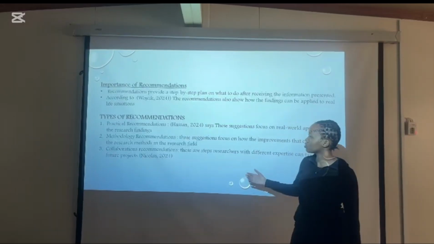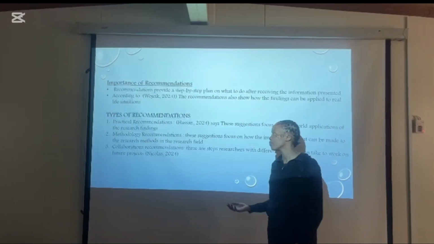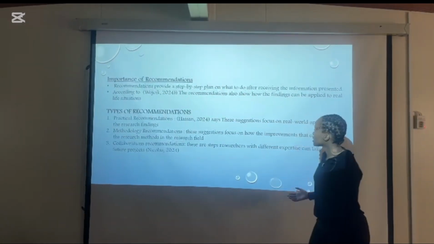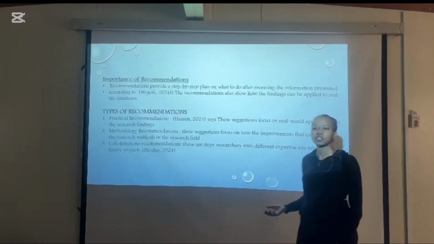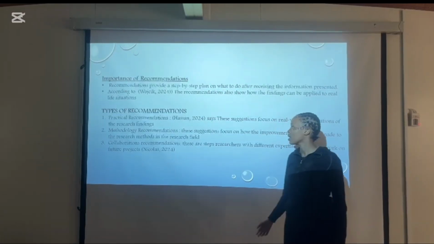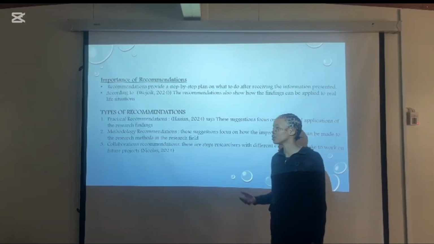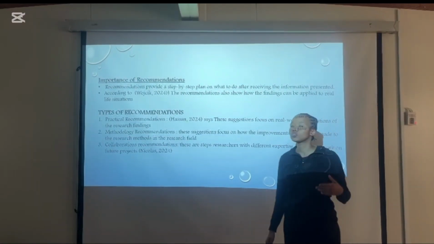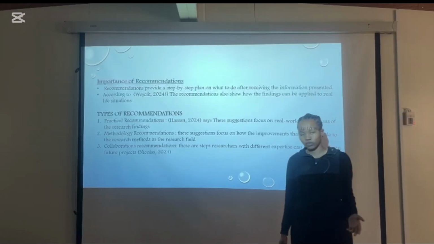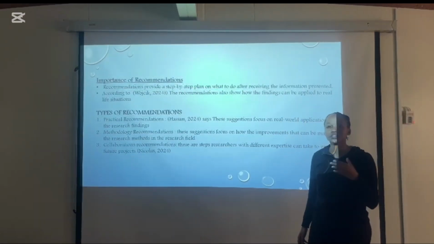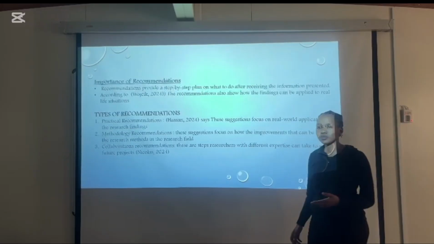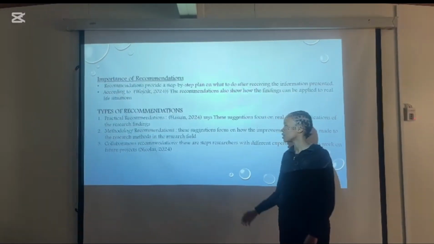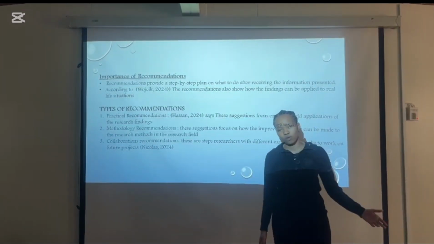So now I'll be moving on to the types of recommendations. The first one being practical recommendations, said best by Hassan in 2024, which says these suggestions focus on real-world applications of the research findings. The second one being methodology recommendations. These suggestions focus on how improvements can be made to the research methods in the research field. And the last one being collaboration recommendations. These are the steps researchers with different expertise can take to work on future projects. This was said by Nicholas in 2024.